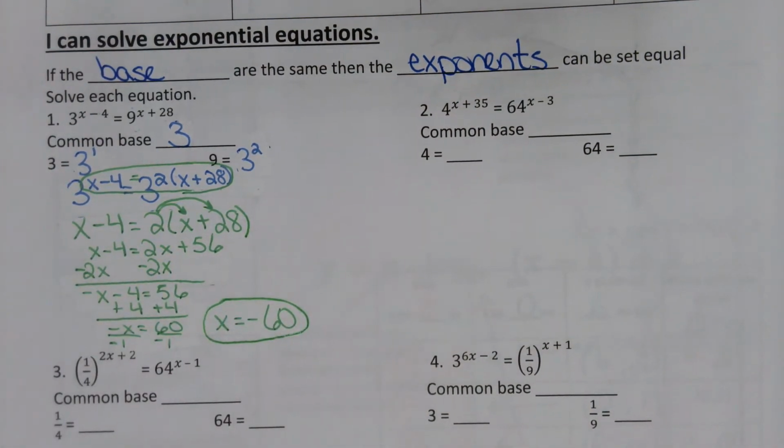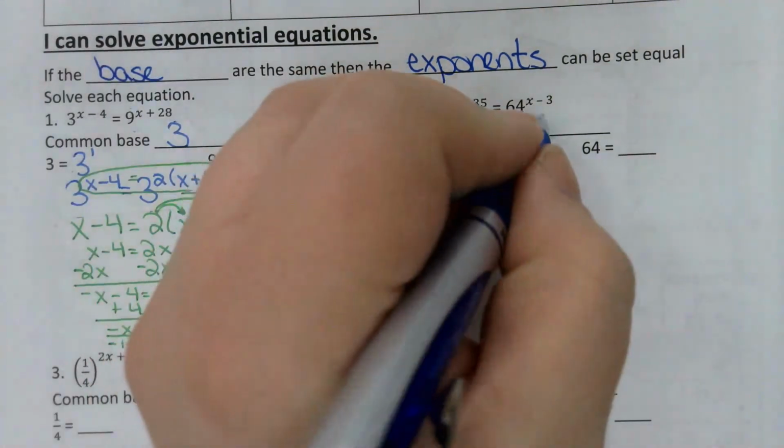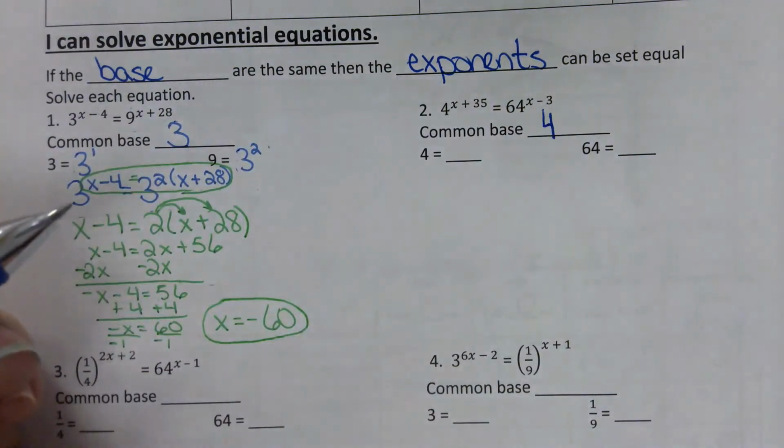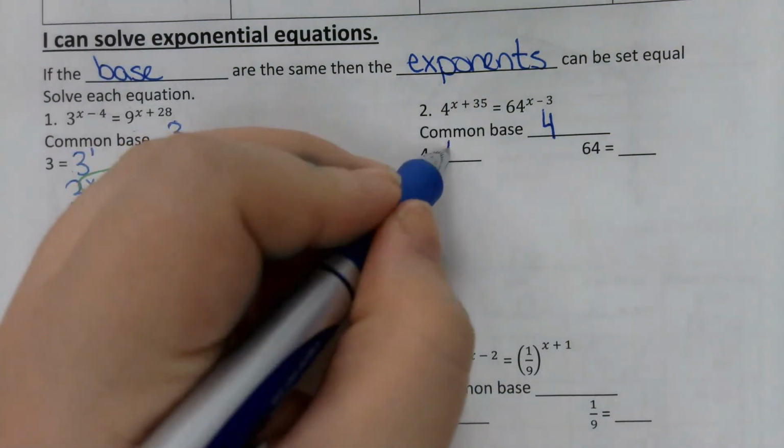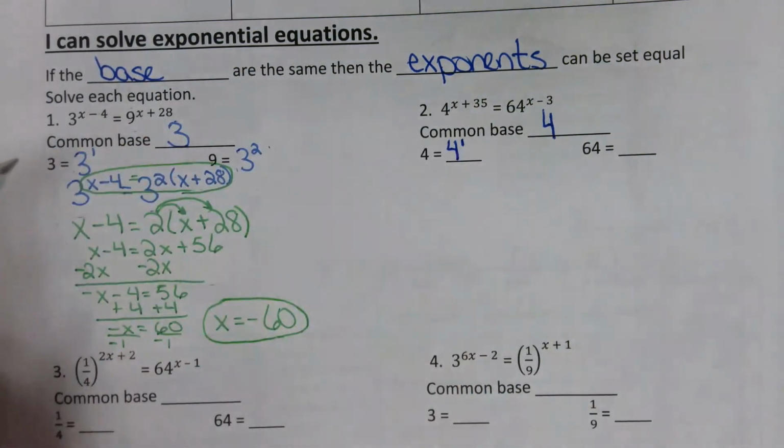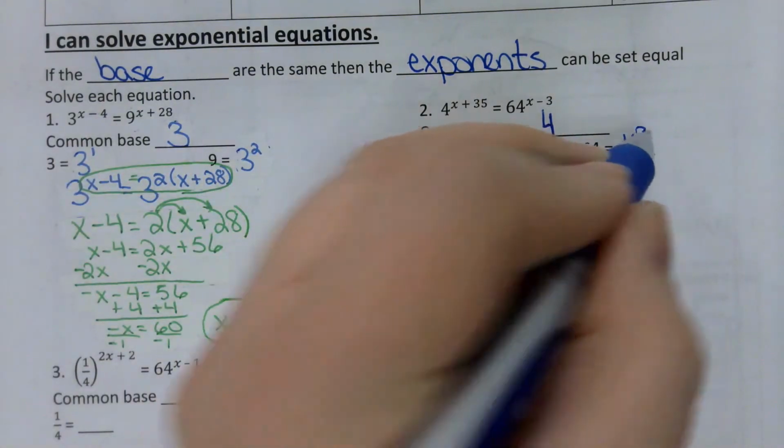Let's try another example. 4 and 64. If we looked at our chart, you would see that there's some options there. I could use 2 as a common base. 2 to the second power is 4, and 2 to the sixth power is 64. Or I can use 4 as a base. It does not matter which one you choose, whichever one comes to you first. So I'm going to use a common base of 4. 4 to the first power is 4, and 4 to the third power is 64.